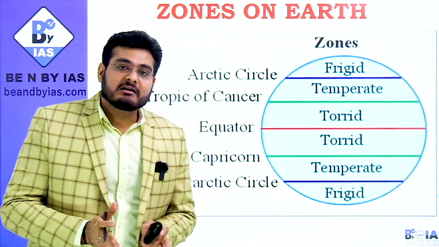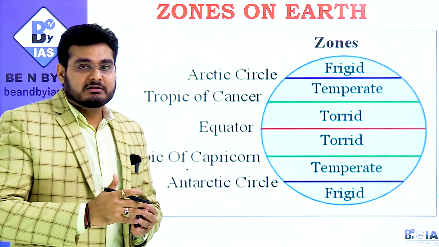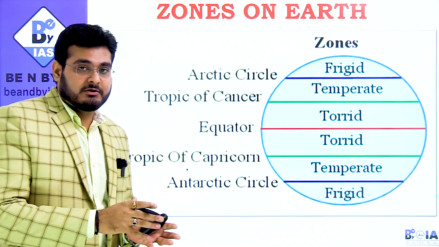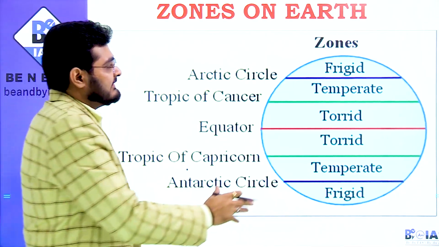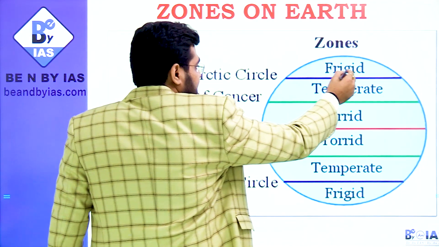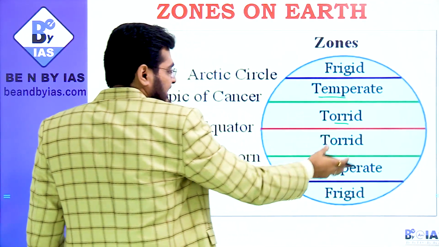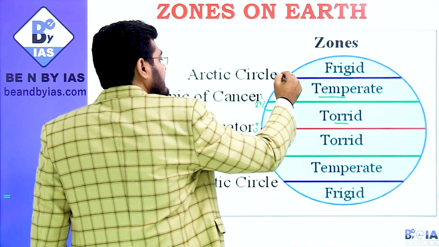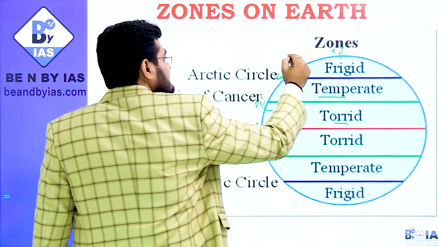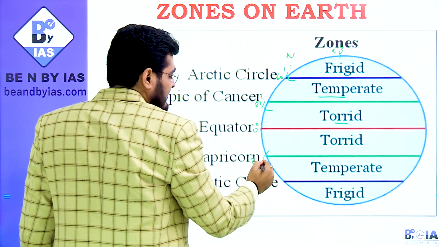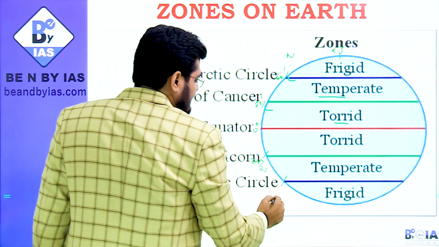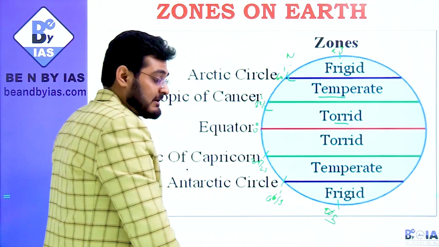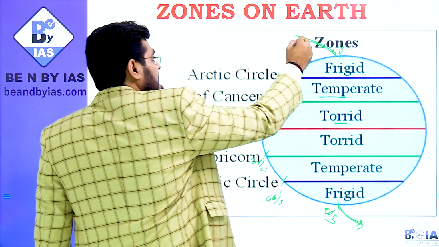Zones on earth are decided on the basis of which part of the earth is receiving how much amount of sunlight. Now this is a connected aspect with latitudes. These are the zones: frigid zone, temperate zone, torrid zone. Again, this is your 0 degree, this is your 23.5 degree, this is your 66.5 degree, and this is your 90 degree towards the north. Same goes with south: 0 degree, 23.5 degree south, then 66.5 degree south, then your 90 degrees south. This is your southern pole and this is your northern pole.